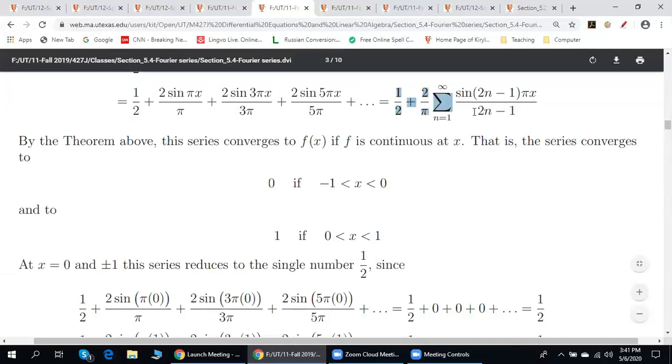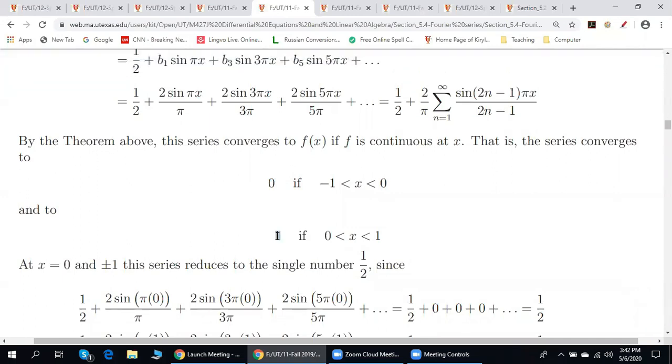Despite the fact that the formula is pretty complicated, it turns out that no matter which number we plug in between -1 and 0, the whole thing is equal to 0. And no matter which number we plug in between 0 and 1, the whole thing is equal to 1.